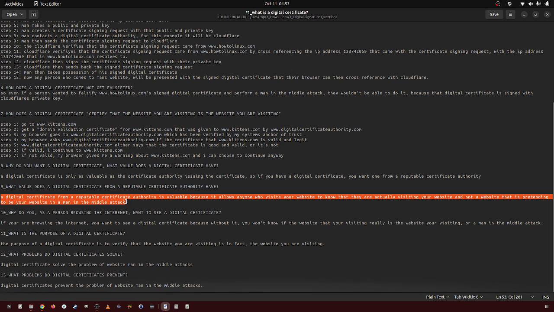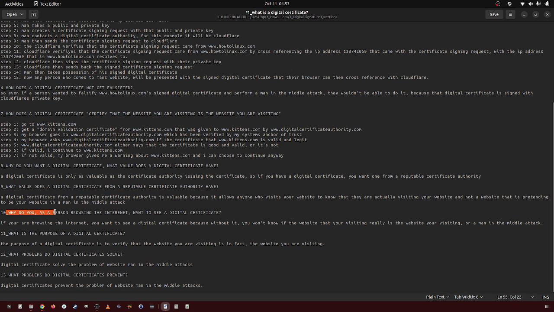in a man-in-the-middle attack. Why do you, as a person browsing the internet, want to see a digital certificate? If you are browsing the internet, you want to see a digital certificate because without it, you won't know if that website you are visiting is really the website you are visiting or a man-in-the-middle attack.